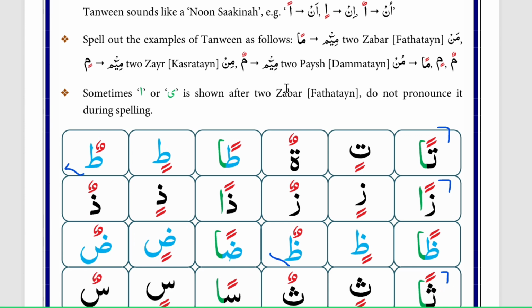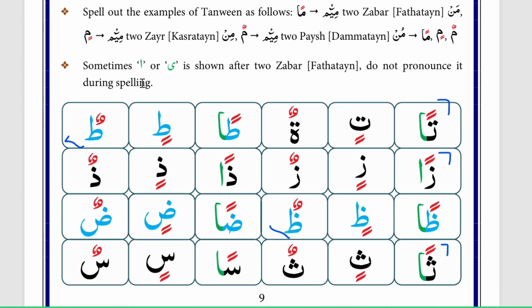Next point is, spell out the examples of tanween as follows. Like meem two zabar man, meem two zer min, meem two pesh mun. Do is actually two. You can say two or you can say do. Meem do zabar man, meem do zer min, meem do pesh mun. Man, min, mun.